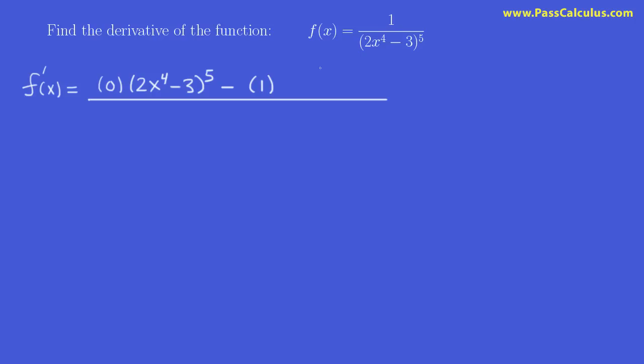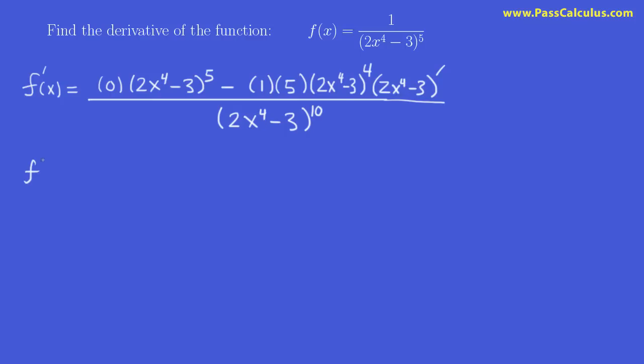Well, it's pretty easy. The 5 comes to the front. We're ignoring the 2x to the 4 minus 3. It becomes a power of 4. And then we multiply by the derivative of what we were ignoring. Let's fill that in. And then the bottom is the square of what it was before. When I square a power of 5, 5 times 2 is 10. So that's what we have.